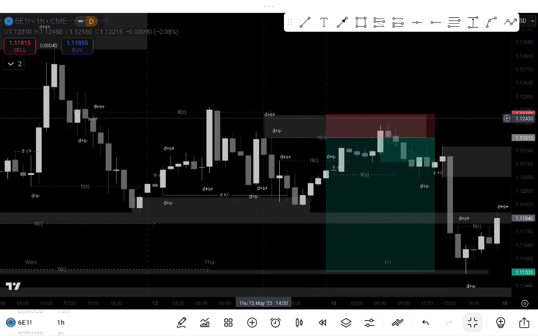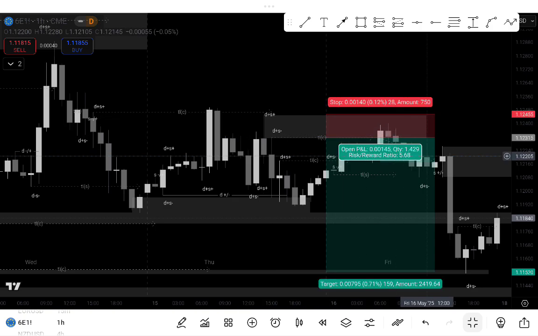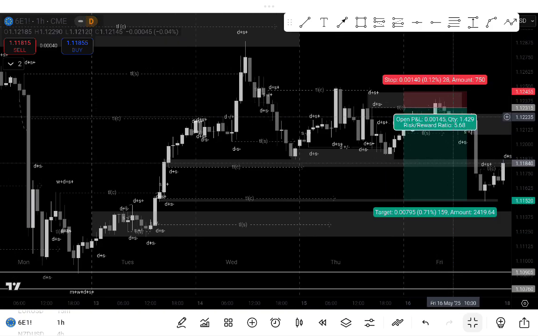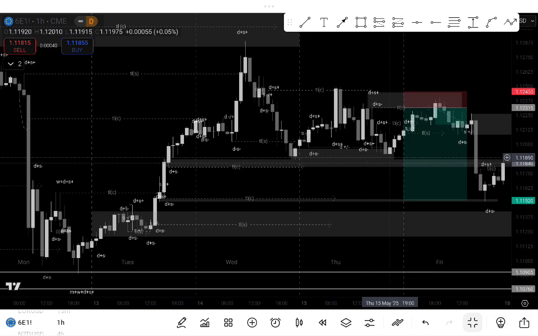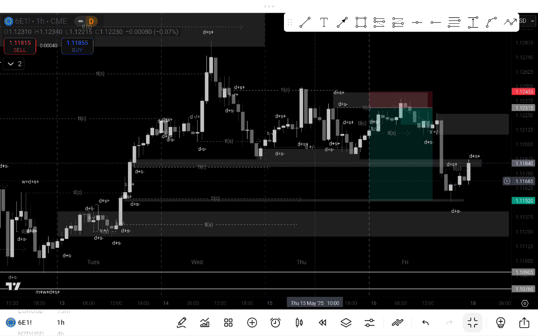So that was the zone that we used, and we took the sell from there. I closed some of my positions here, I closed some here, and I'm still holding some. So why am I holding? Because this is where the interesting part of the video is. Why am I still holding?